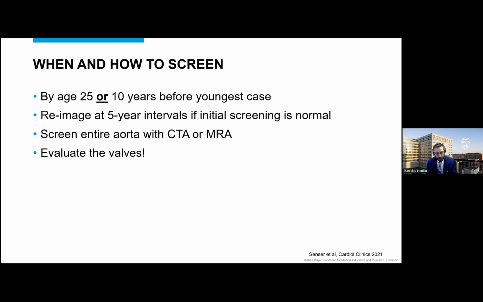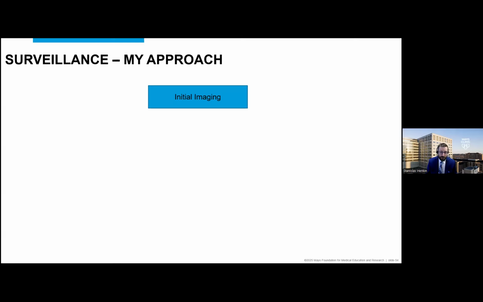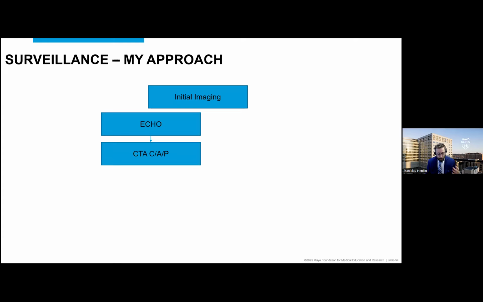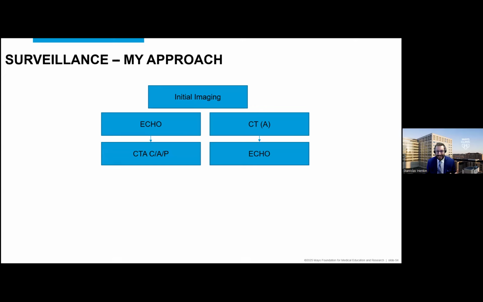There's the mass phenotype, where it's mostly expressed by mitral valve prolapse and then mitral regurgitation. So echo and cross-sectional imaging are important. My approach for surveillance is you get an echo. I always then get a one-time cross-sectional imaging of the chest, abdomen, pelvis. If there is initially cross-sectional imaging, then I get an echo.